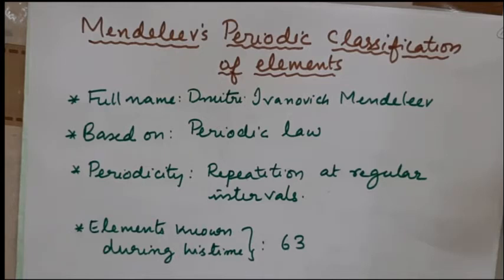His periodic classification is based on the law called the periodic law. The word periodicity means repetition at regular intervals. During his time, 63 elements were known. So one of the best classifications which was given to the world was by Mendeleev, and all the elements known during his time had a place in his classification. So let me explain what was the basis of classification and how he did the classification.